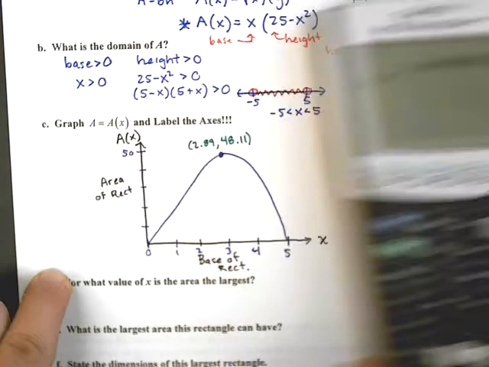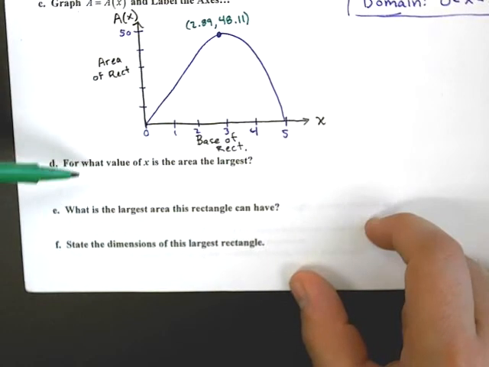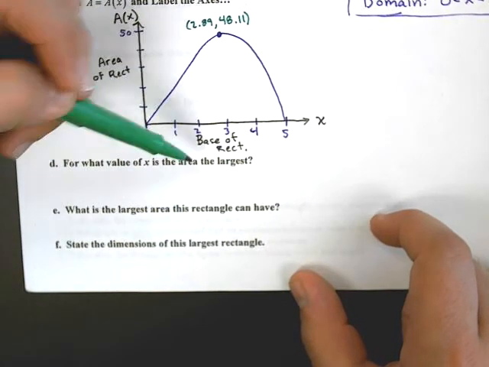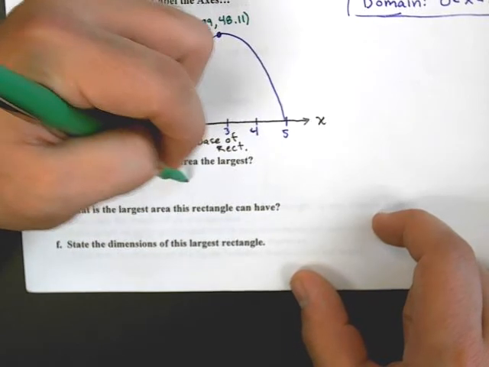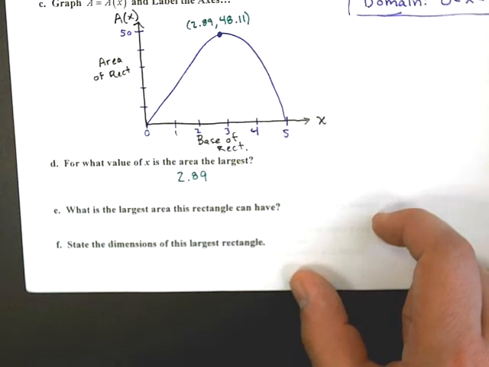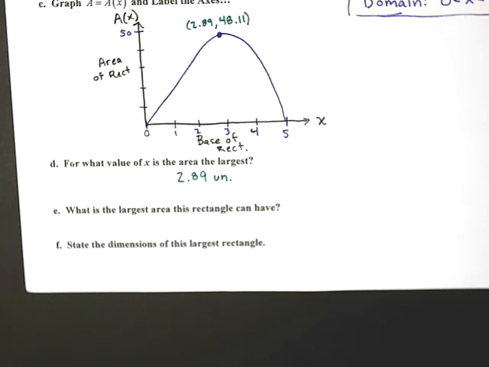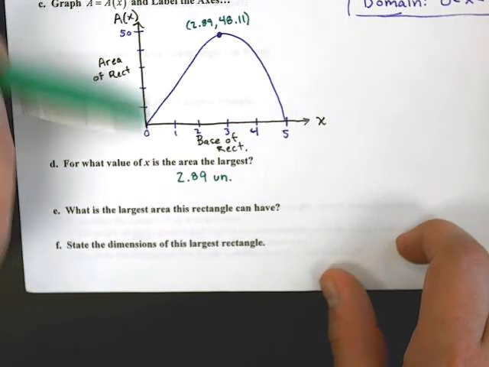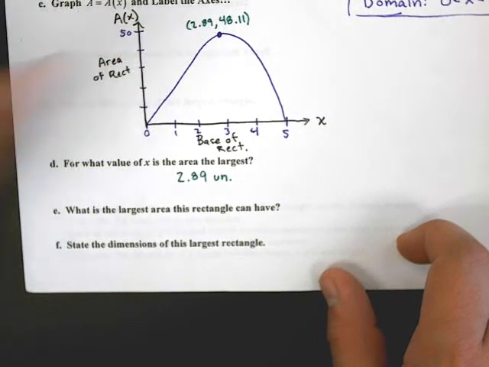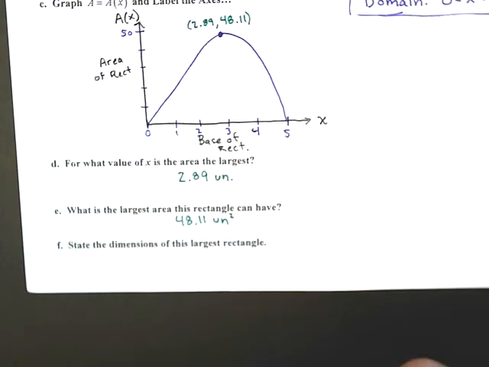All right? Now, let's finish up these questions. For what value of x is the area the largest? Okay, we already know that, right? We wanted the largest area, which is up here, and the x value there is 2.89. We don't have units, so I would just leave it as units. What is the largest area? Well, the largest area is basically the largest y value, or largest A of x value. Well, that's 48.11, and these will be units squared.